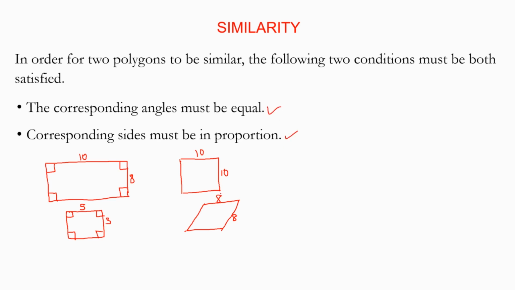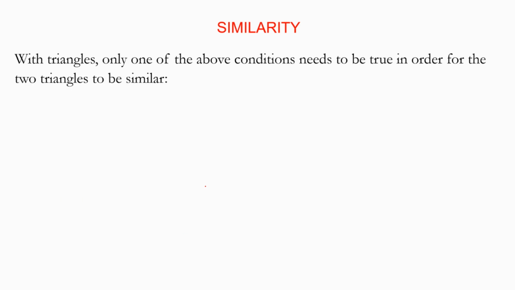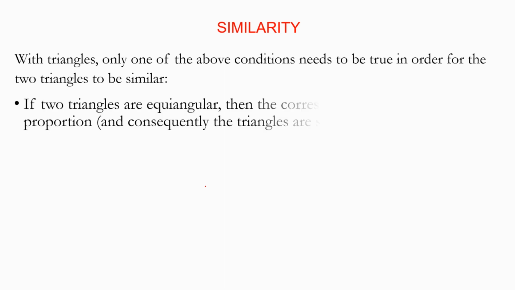The corresponding angles must be equal and the corresponding sides must be in proportion for the two shapes to be similar. But for triangles, it's different. With triangles, only one of the above conditions needs to be true in order for the two triangles to be similar. Just one condition. So we're saying that if two triangles are equiangular, it means when the corresponding angles are equal, then the corresponding sides are in proportion and consequently the triangles are similar. Please take note of that.